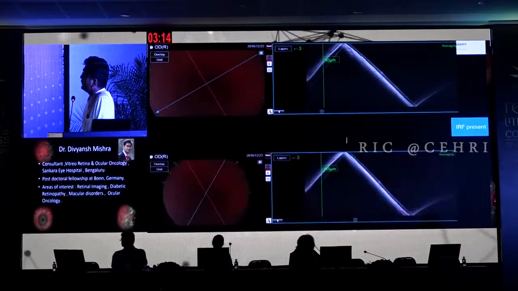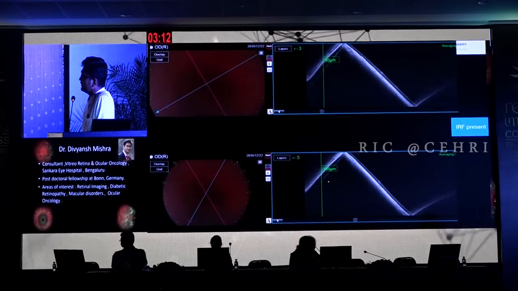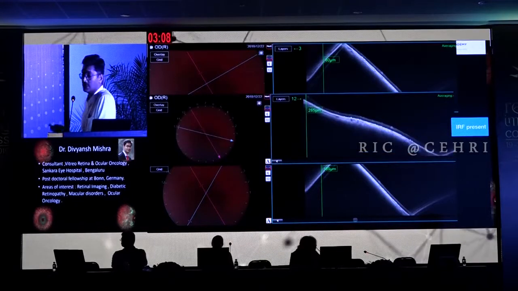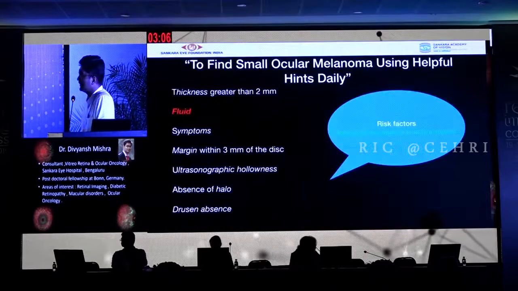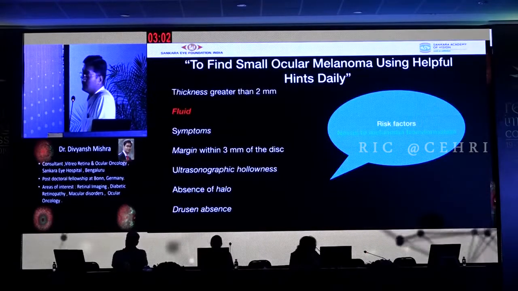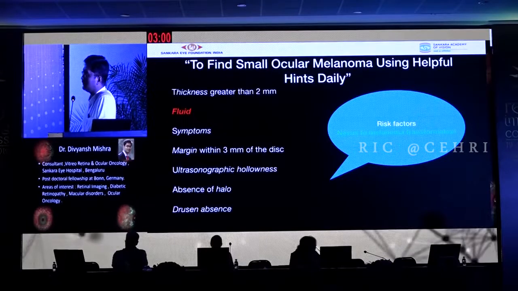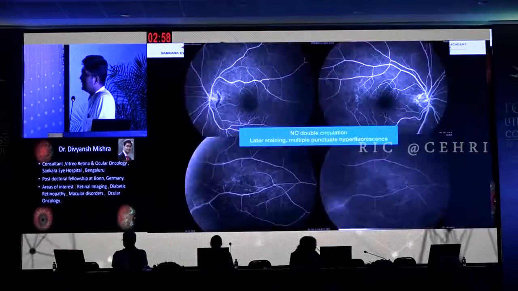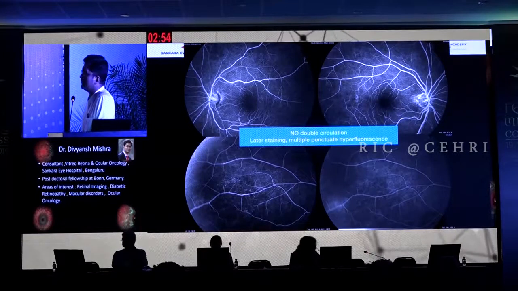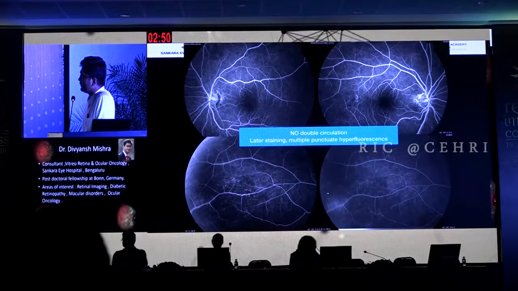So at that point of time, we were not sure whether this is an activity, because every time we have been taught any fluid near the nevus, it's an activity. But it's not always. The fluid actually means a subretinal fluid. So if you are having a subretinal fluid, then the risk of conversion or transformation into a melanoma is very high.